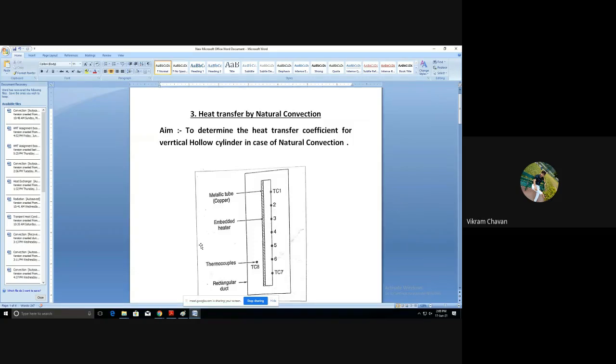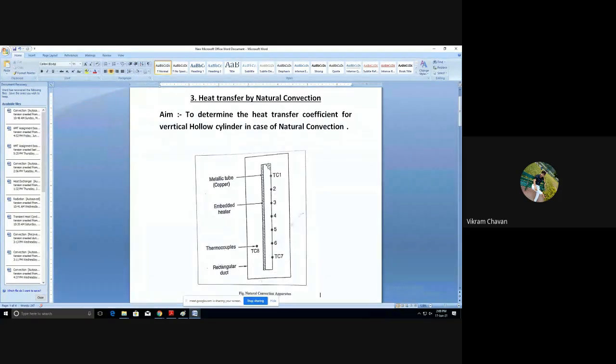So in this particular experiment, we are going to consider one vertical hollow cylinder. You can see here the diagram of this experiment. The external duct is there. This external border is nothing but a duct, or we can say a compartment, in which our actual experimental apparatus is placed. This compartment is called a rectangular duct.